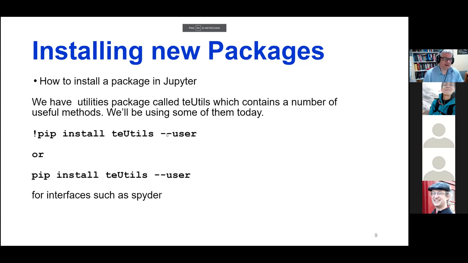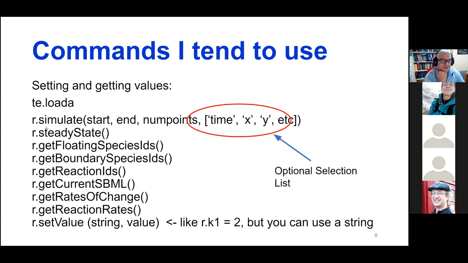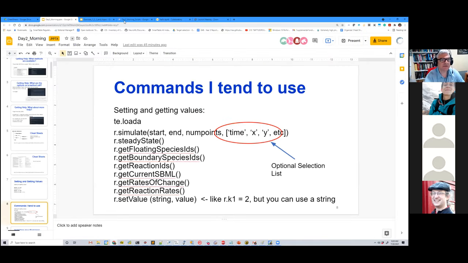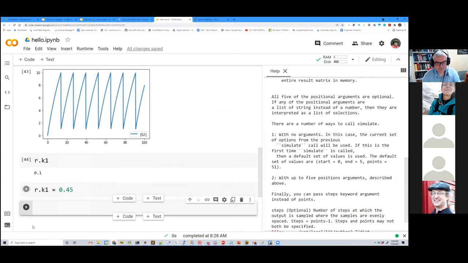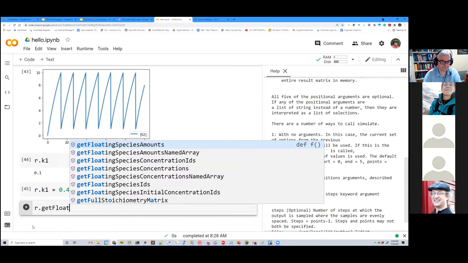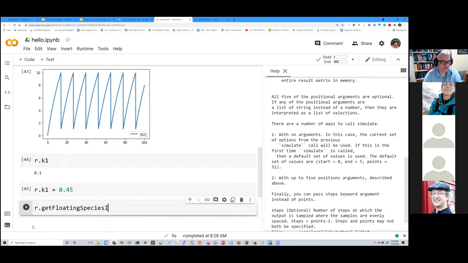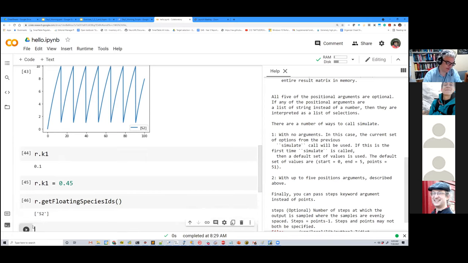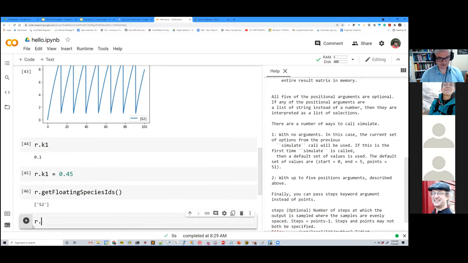And there's a whole bunch of commands that I use a lot. We've seen loadA, which lets you load an Antimony file, simulate. We'll come to steady state later on. But there's a whole bunch of things that I use quite often. Let me show you some of these. One thing you're often doing is checking on the names of things. So if I want the names of all the floating species, in this case there's only one, which is S2. But for bigger pathways, it can be really useful to get these lists.